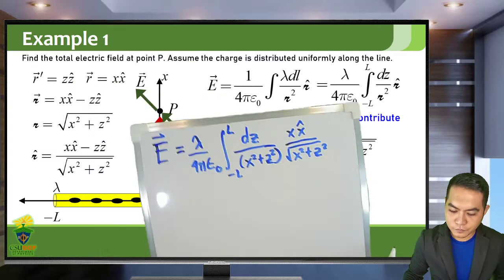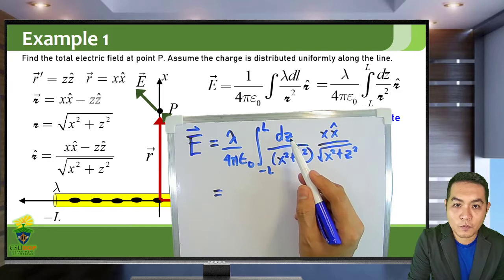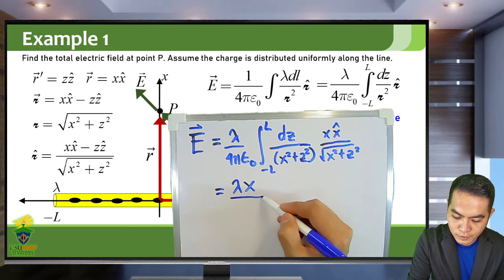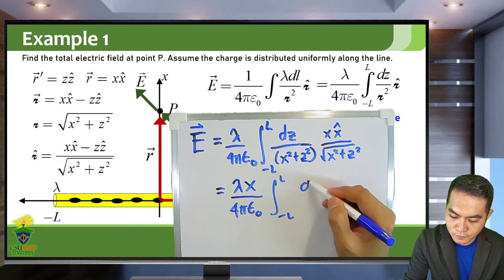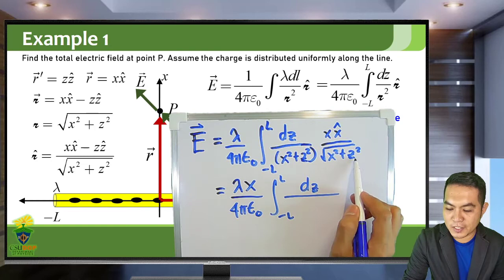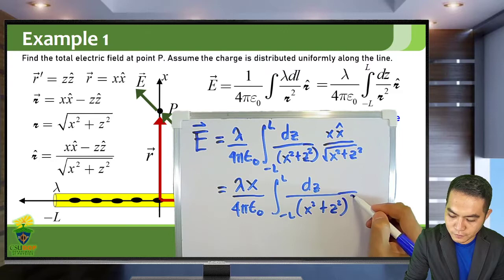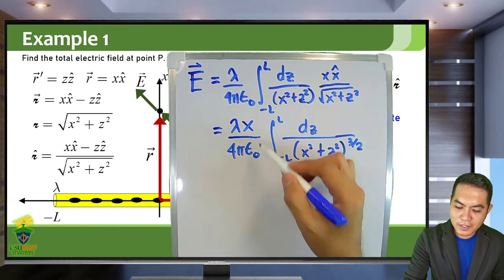So to simplify this, we are only integrating over z. So x is a constant with respect to z, we take it out of the integral. We have 4 pi epsilon naught, integral from negative L to L of dz over x squared plus z squared, multiplied by x squared plus z squared to the power of 1/2, so you will get x squared plus z squared to the power of 3/2. Now, how do you integrate this integral?